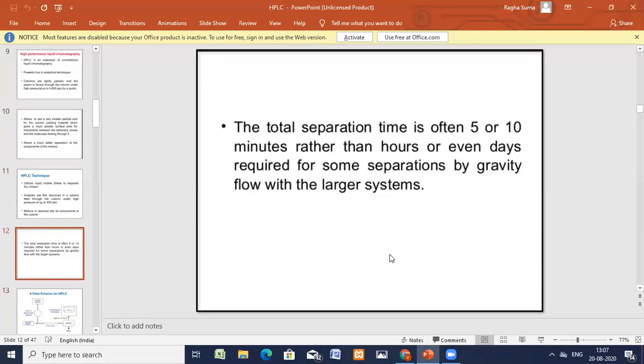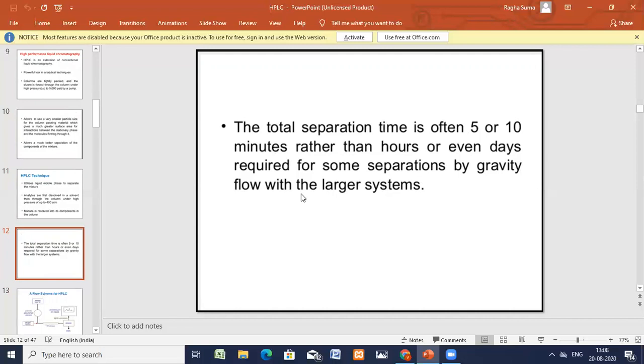The total separation time is often 5 or 10 minutes rather than hours or even days. Previously, in the traditional method, it used to take hours and sometimes days. So with HPLC it has become much simpler, taking just 5 or 10 minutes. See how much difference has come in the separation. Some separations are required by gravity flow with larger systems.